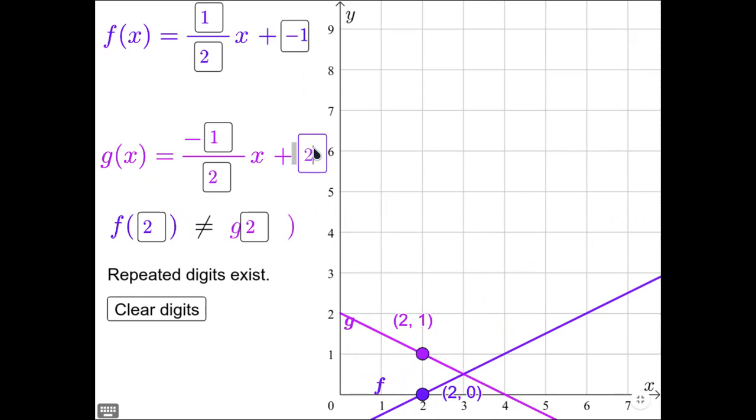So using this one, we can construct any pairs of linear equations, and then we can visually see where exactly they are intersecting one another. So the f of x and g of x values, we can find out which one is greater and which one is less.